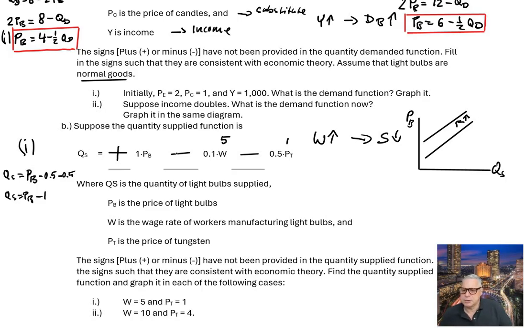That's a supply function, but again, we prefer to write it as the inverse supply function. So let's put the PB on the left side of the equation, and then all we need to do is put the 1 on the other side. And then we get PB equals 1 plus QS. Okay, so this is now the supply function for the first scenario, which is the blue one when we draw it.